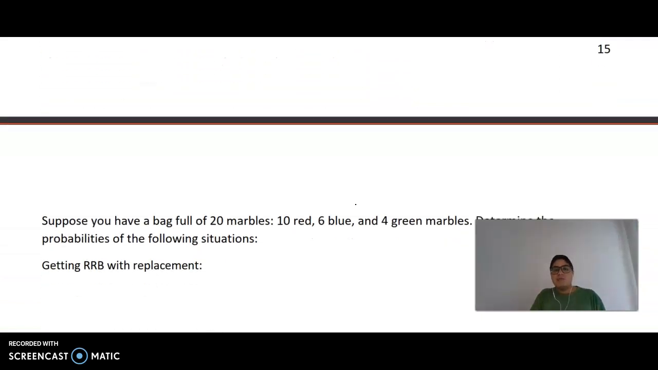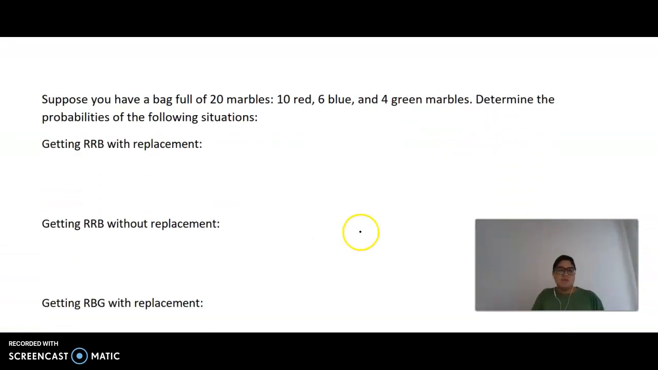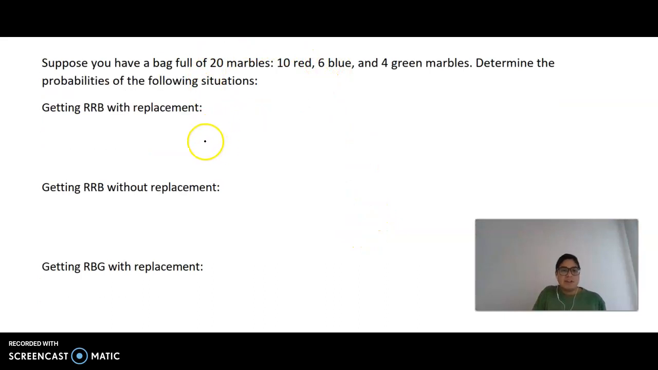The only thing I want to cover before, so that you are good to go here, would be this example here. And I'm only going to do 2 quick ones. And this is what I mean here for successive events. Suppose you have a bag of 20 marbles, 10 red, 6 blue, 4 green. Determine the probabilities of the following.